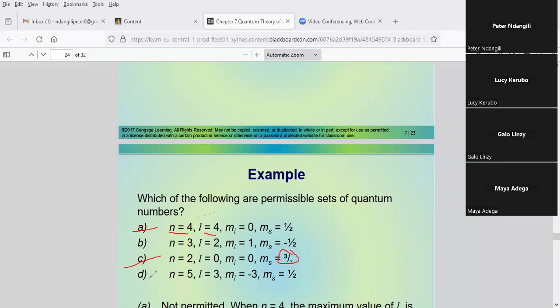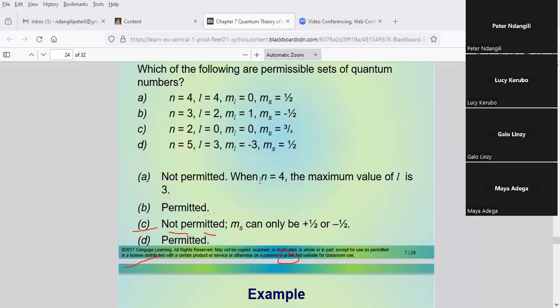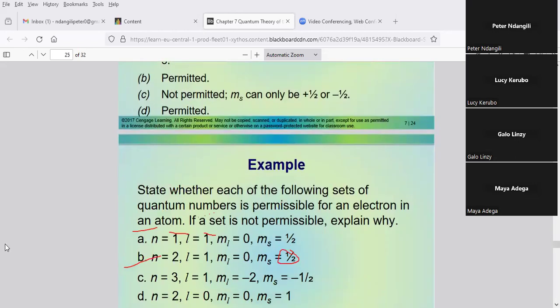So we can say that A is not permitted because when n is equal to 4, the maximum value of L is equal to 3. So we cannot have an L value equal to 4. So that explanation is given here. Okay? Another example is here.